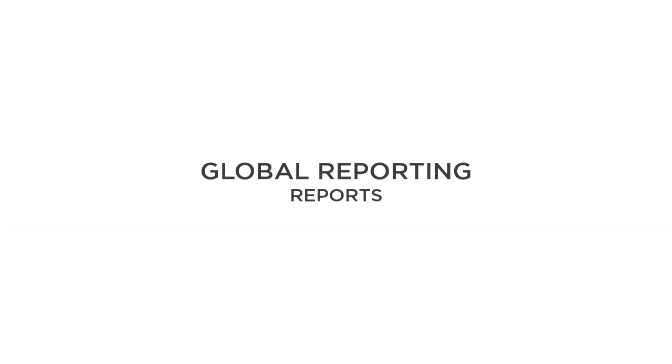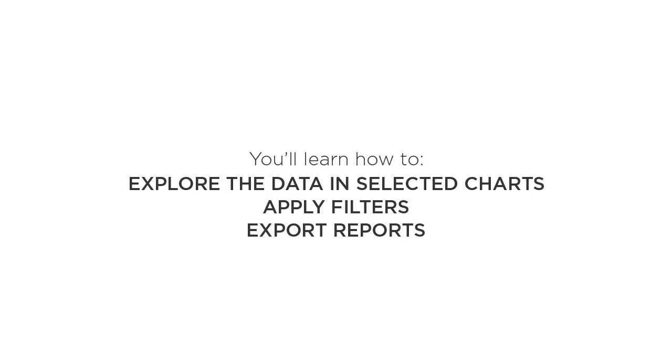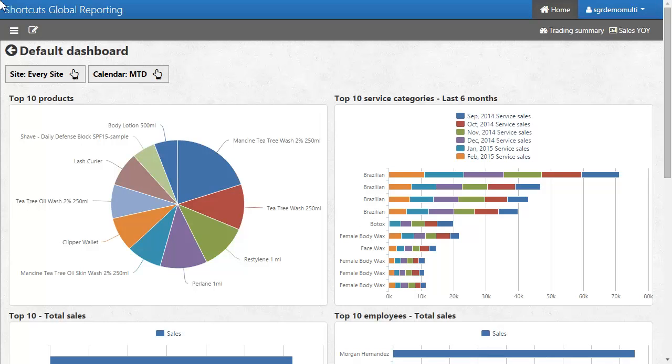Global Reporting Reports. In this lesson, you'll learn how to explore the data in selected charts, apply filters to refine the data being displayed, and export reports. After you have logged in to the Global Reporting system, you will see the default dashboard. At this point, it's important to note that the data in the Global Reporting system is designed for viewing and analysis and is not meant to display data in real time.